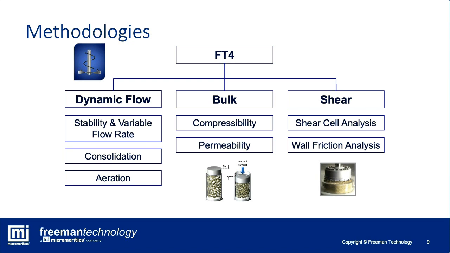Looking at each of the tests individually, for dynamic flow tests, there's stability and variable flow rate, consolidation, and aeration. And while it's only a single test, the stability and variable flow rate can characterize a wide variety of properties about the powder, like specific energy, which is the resistance to flow in an unconfined space; flow rate sensitivity, which can characterize the powder's behavior under different processing conditions; as well as basic flowability, which is the powder's resistance to flow in a confined space, the opposite of the specific energy.